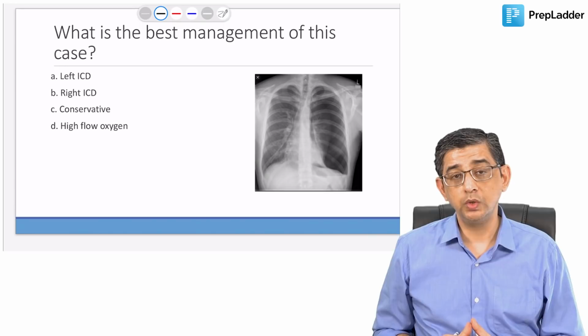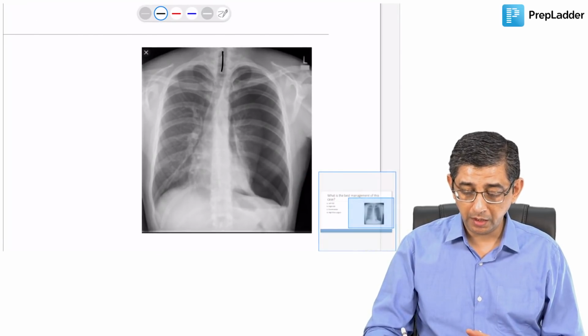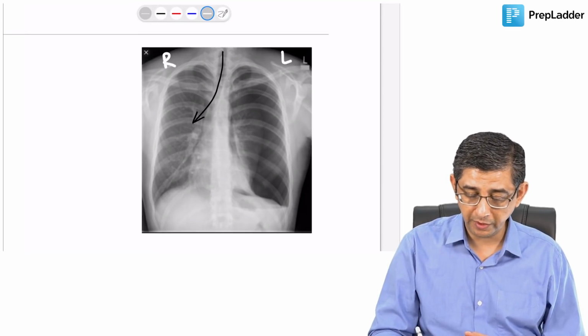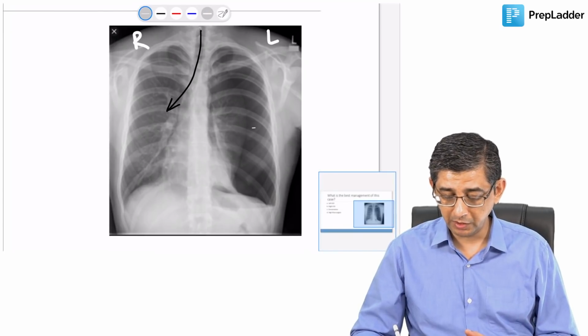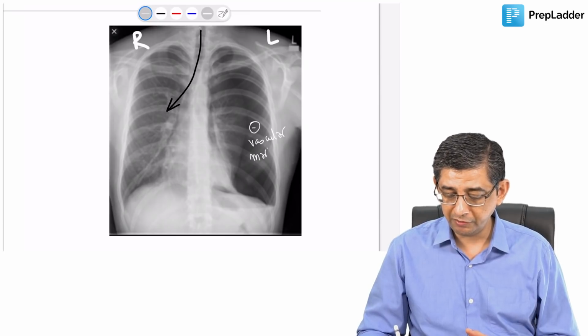The next question showed an X-ray of a pneumothorax patient. There is definitely a shift of the trachea to the right hand side. This is left, this is right. So you can see a tracheal shift. You can see in the X-ray of this patient there is absent vascular marking. So the chap is actually having left-sided pneumothorax.